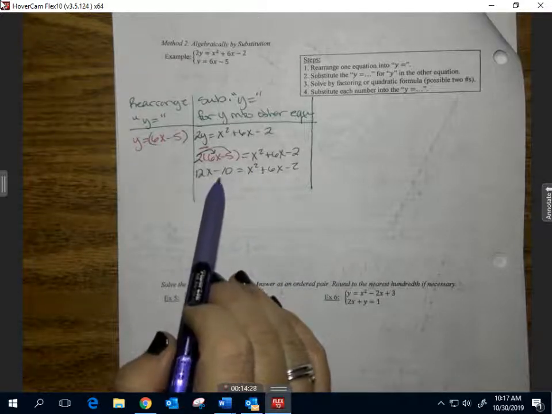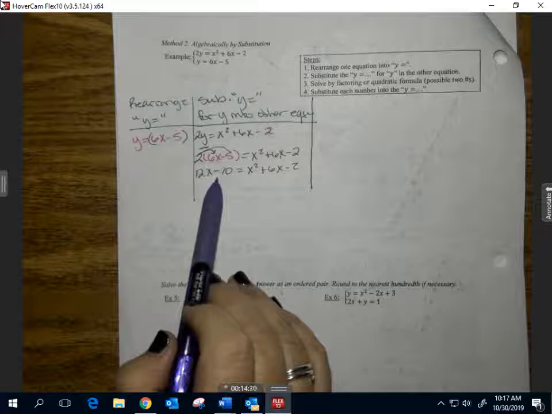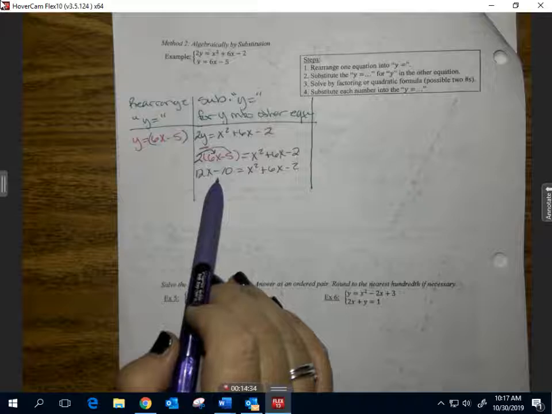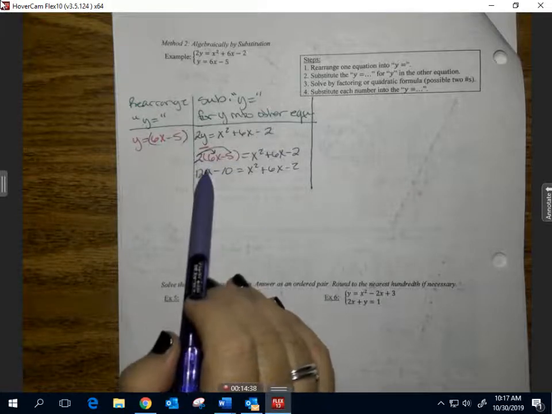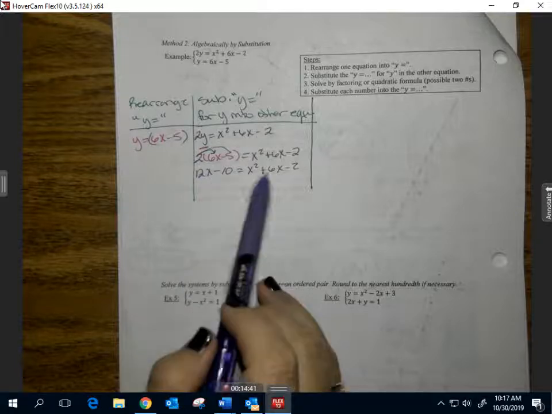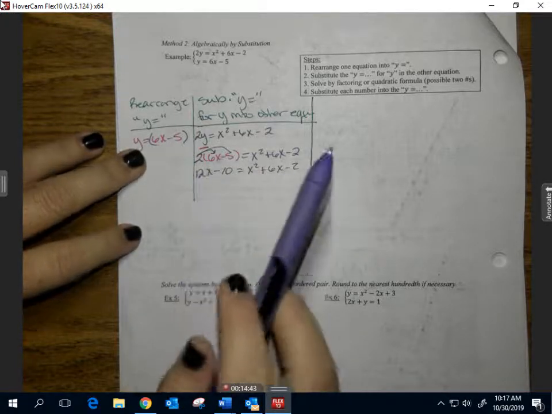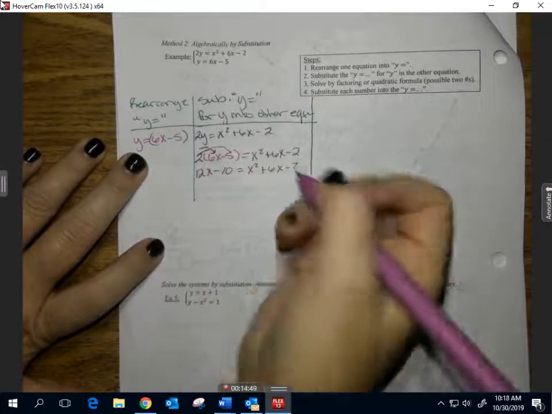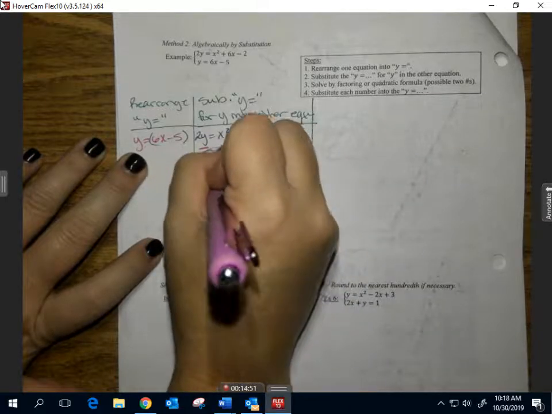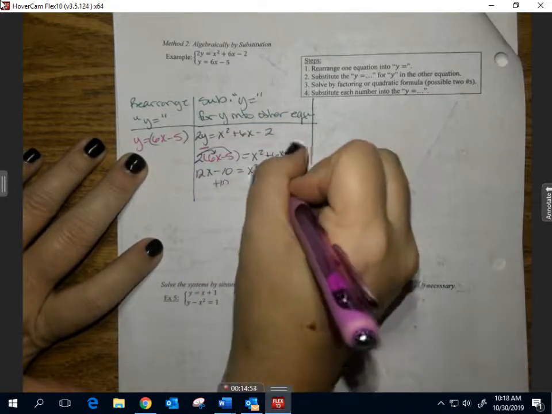What I want to do is get one of the sides of the equation equal to 0. So the easiest side would probably be the left, because I only have to move 2 terms. Because on the right, I have to move 3 over to the left. So what I'm going to do is add 10 to both sides first.